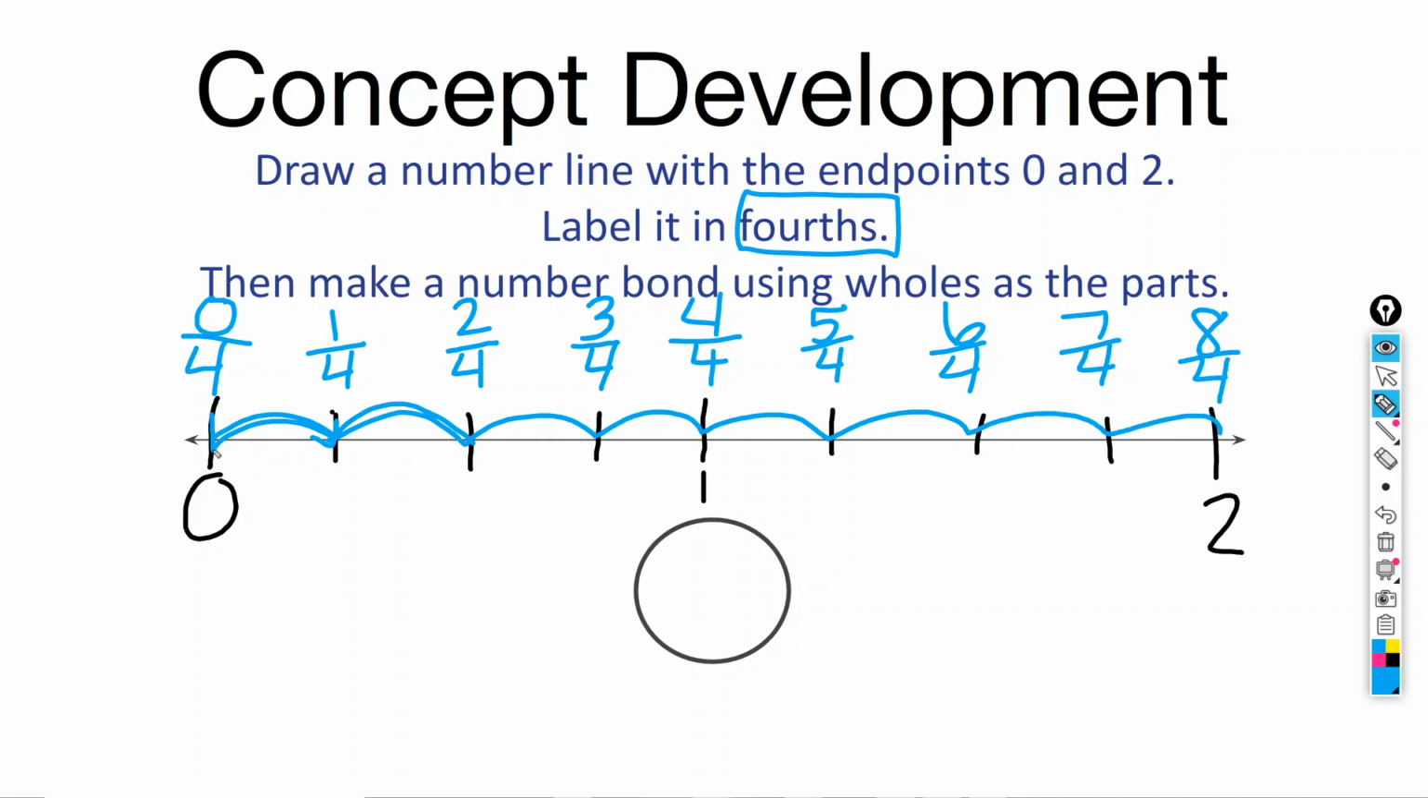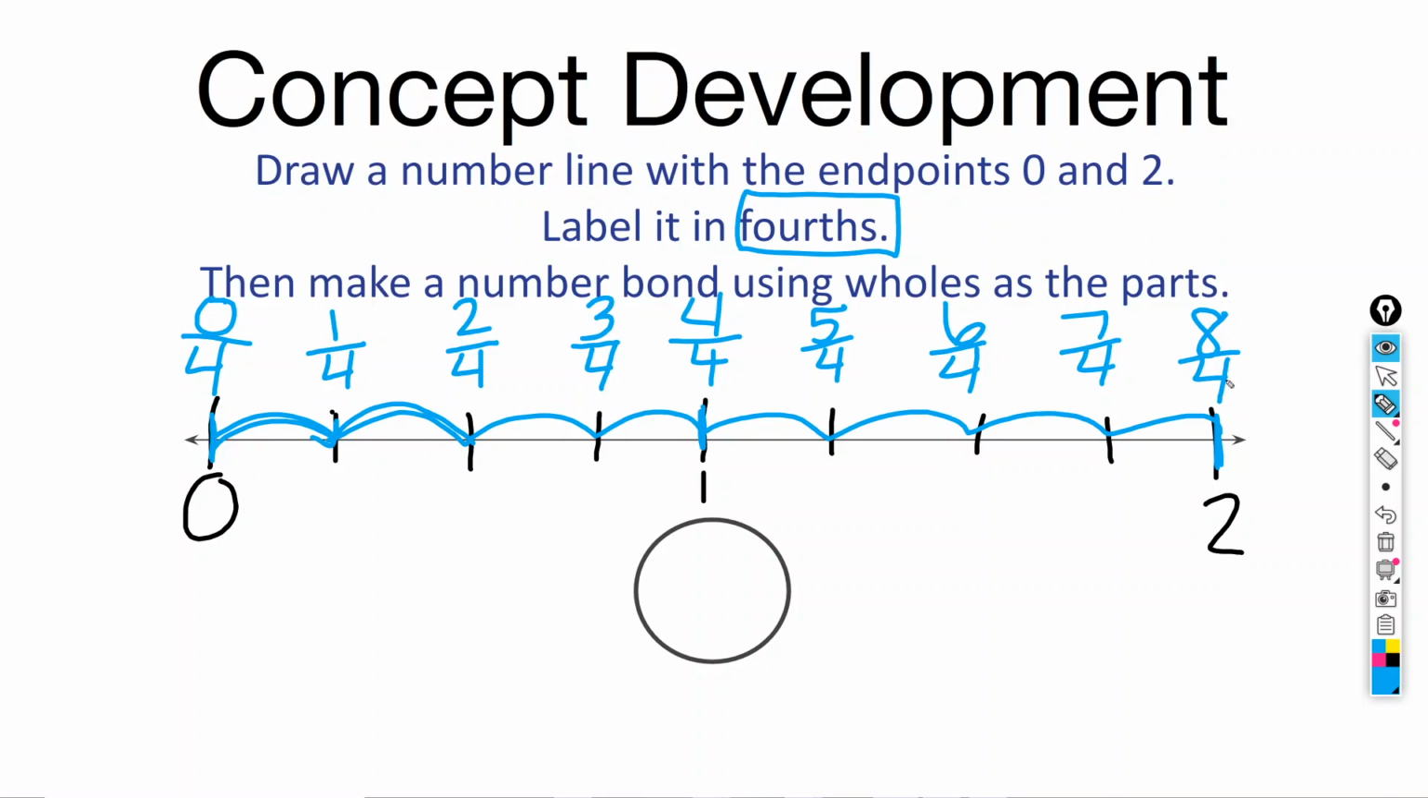You might notice that 0/4 lines up with 0, 4/4 lines up with 1 whole, and that's because, remember, when the top number and the bottom number are the same, that equals 1 whole. And then the 2 lines up with 8/4. We know when the top number is bigger than the bottom number, it means that we have more than 1 whole. So that makes sense that we have more than 1 whole.